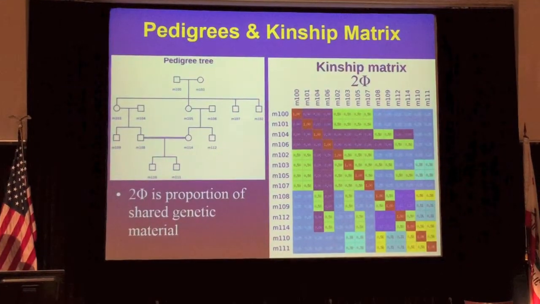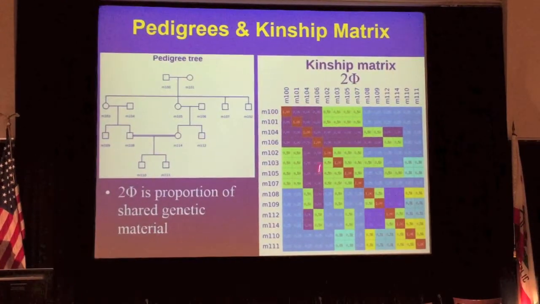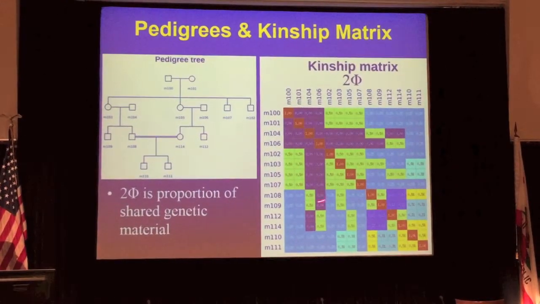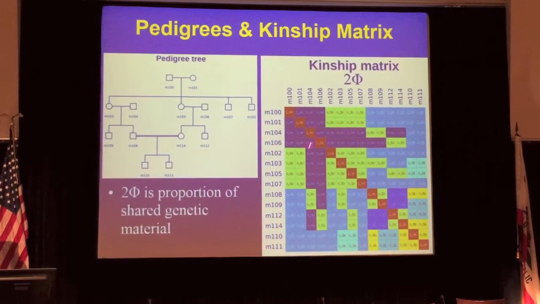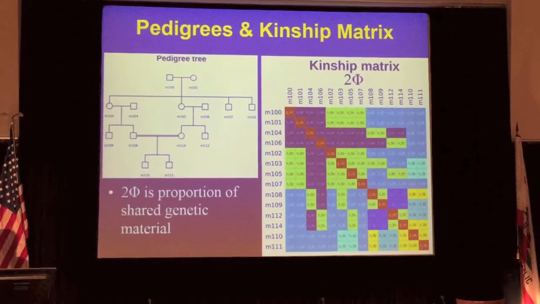So again, this is a pedigree and kinship matrix. The pedigree tree is described like that. In the kinship matrix, we record the amount of shared genetic material between the subjects in each of the data sets.